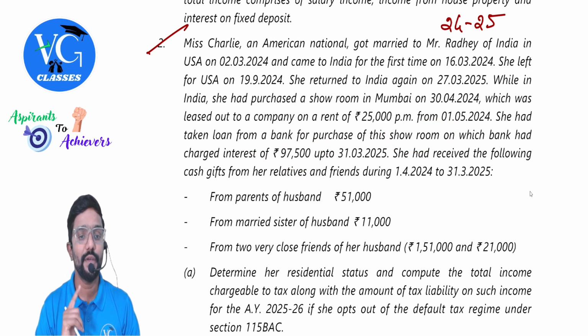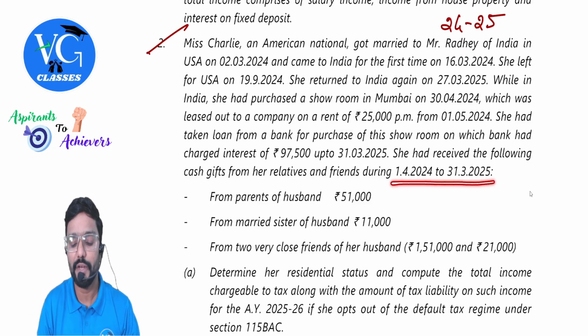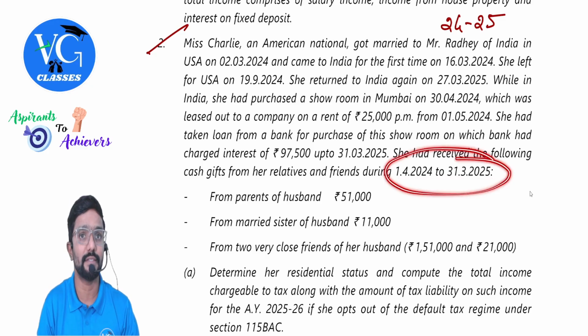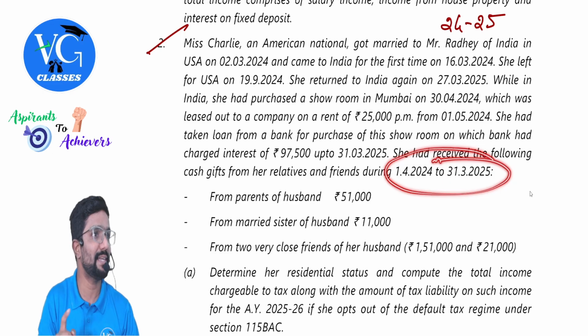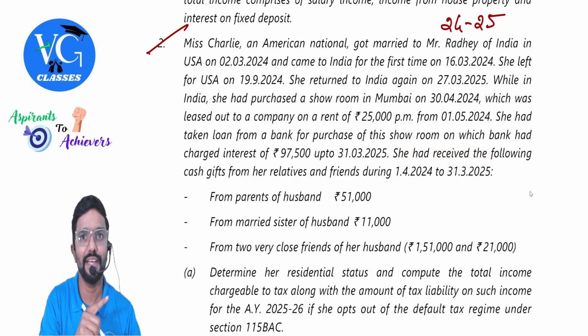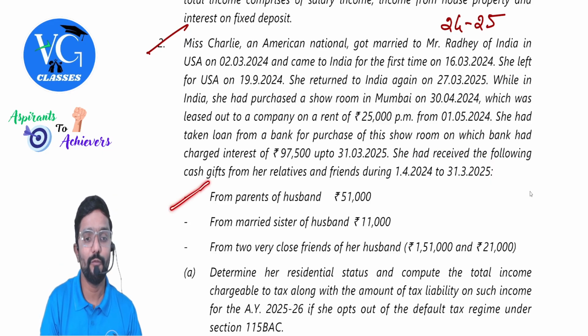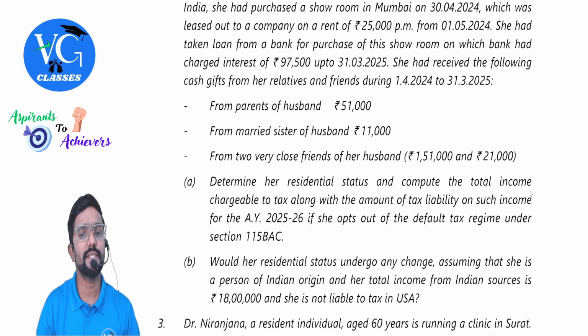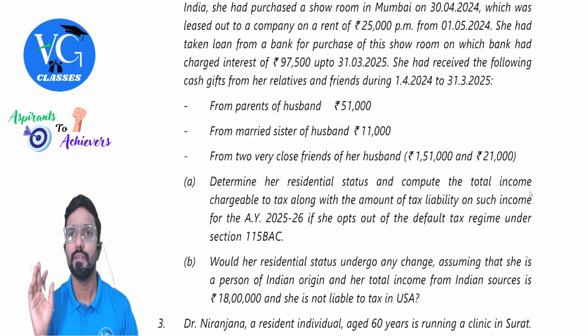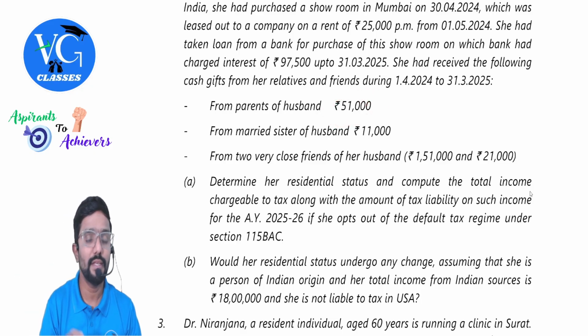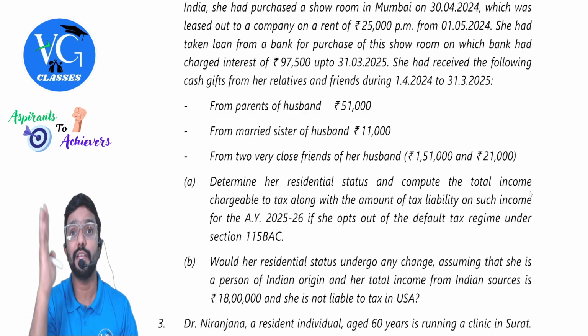She had received the following cash gifts from her relatives and friends during 1st April 2024 to 31st March 2025. And now we cannot consider this as on the occasion of marriage. Why, sir? Marriage happened last year. Clear? Sir, can we consider this on the occasion of marriage? No. From whom she received? From parents of husband, in-laws. Sir, exempt. Why? Relatives, no? Relatives, exempt. Next, sir, more than 50,000, still exempt. From relatives, whatever amount you receive, fully exempt.